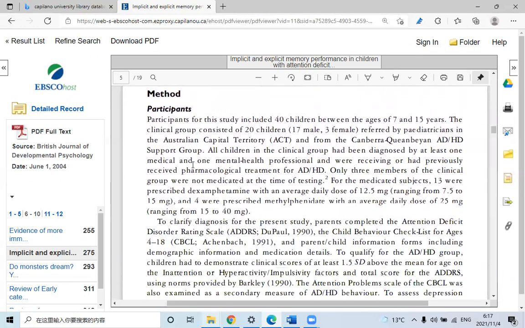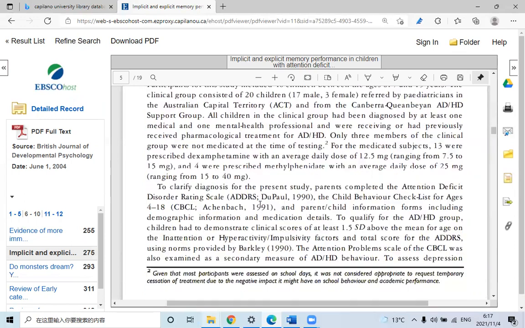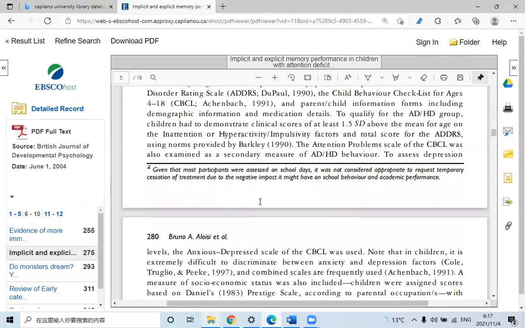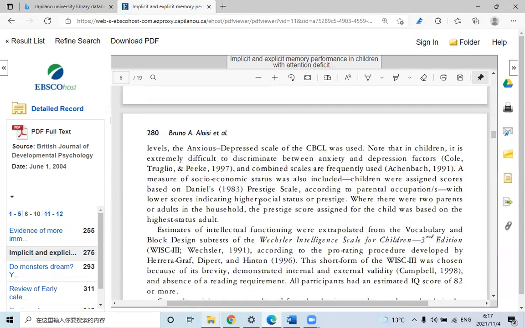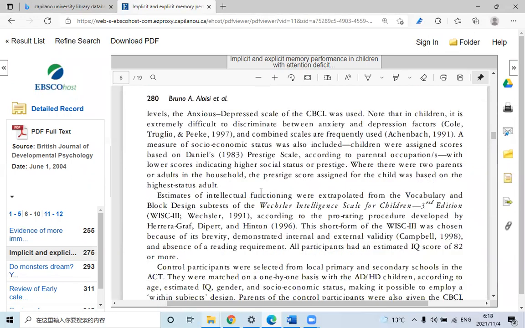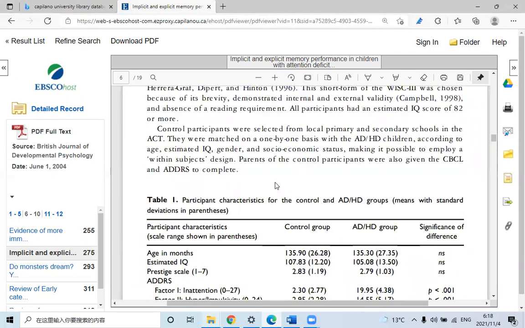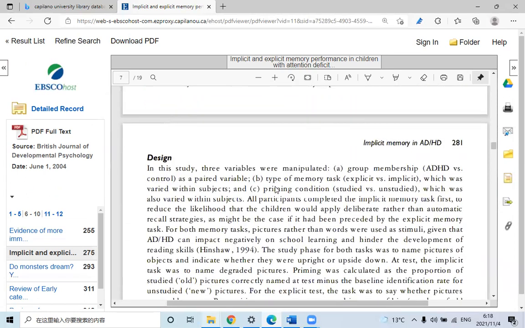Let's look at the methodology. Participants. This part usually is easy to understand. You describe the subjects. They have ADHD kids and non-ADHD kids. Some of the kids have anxiety and depression problems. Some of them don't. This part should be understandable.